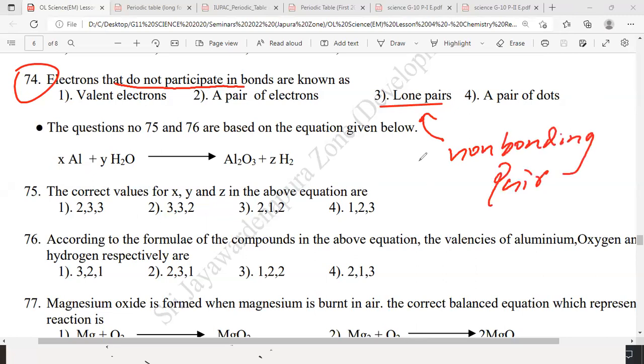Say for example, ammonia. When you write it, you put a lone pair here, because those two electrons did not participate in bond formation. Ammonia is NH3. There are 3 covalent bonds. 3 electrons are used up, out of 5, 3 electrons go for the bonds. The other 2 are left as a lone pair. That is the Lewis structure of ammonia. So this lone pair will be the non-bonding pair.